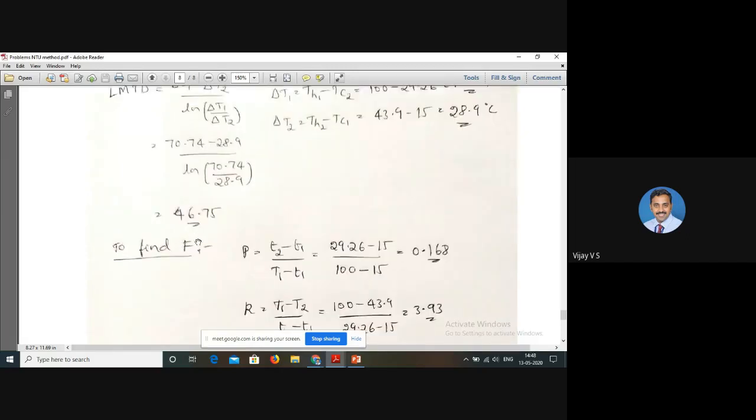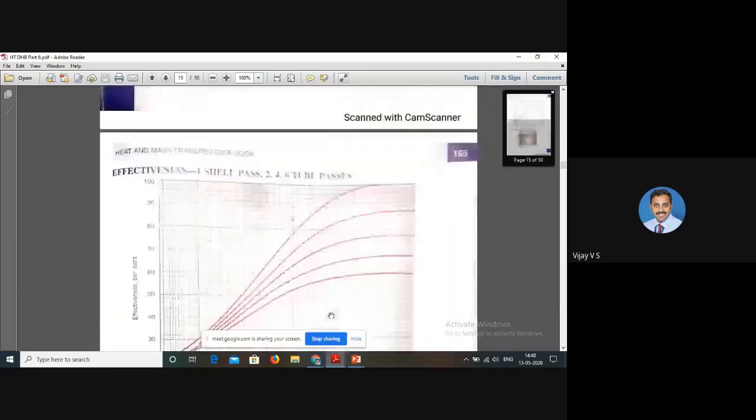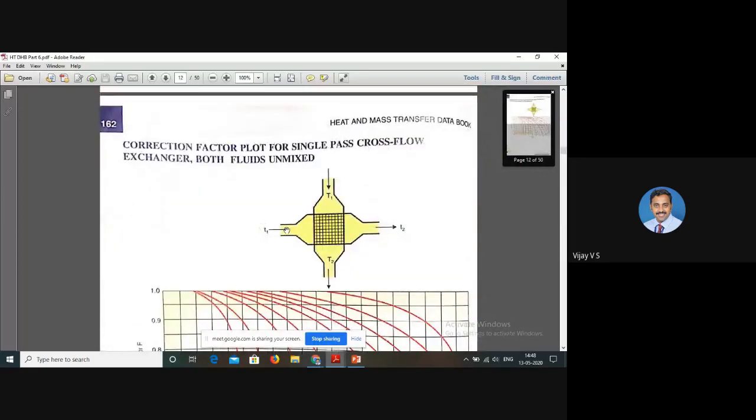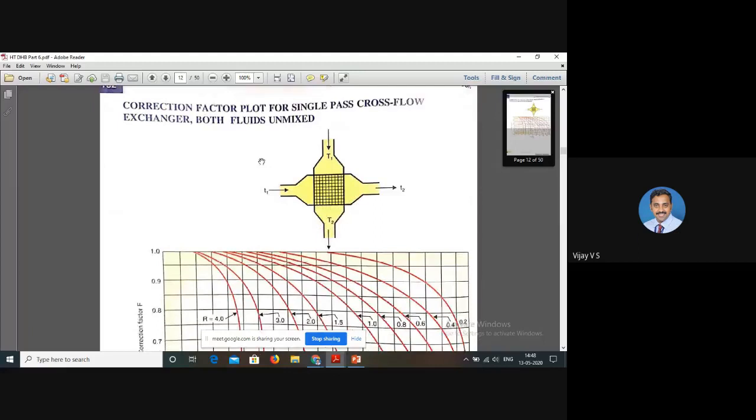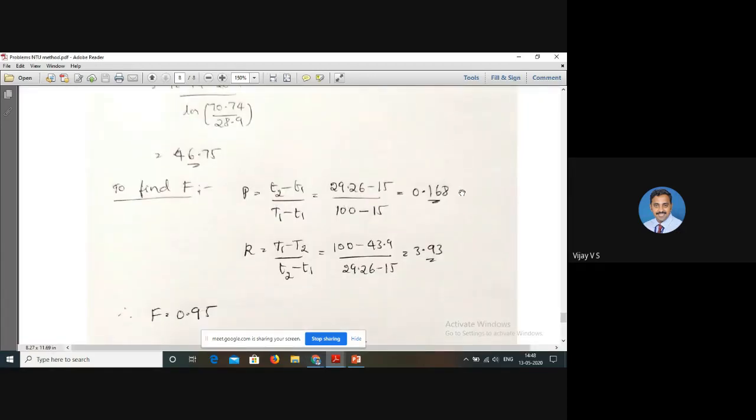Now to find the correction factor F, I should go to the correction factor graph. This is the correction factor for both fluids unmixed. To find the correction factor, I should use the P value and R value. P is small t2 minus t1 divided by capital T1 minus small t1. Capital R is capital T1 minus T2 divided by small t2 minus t1. I have calculated here: P is around 0.168, R is 3.93.